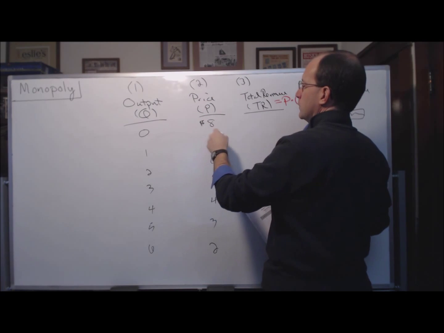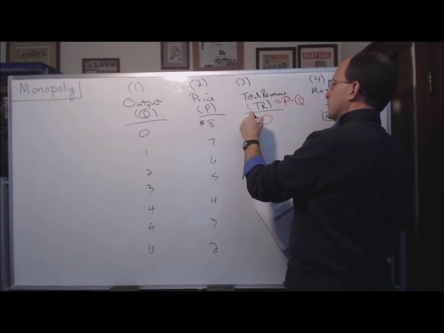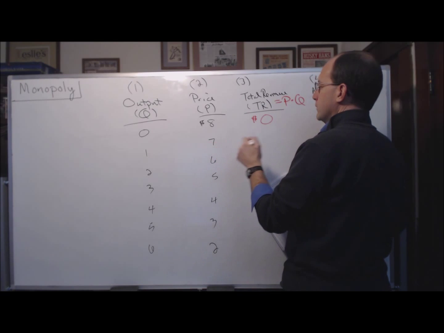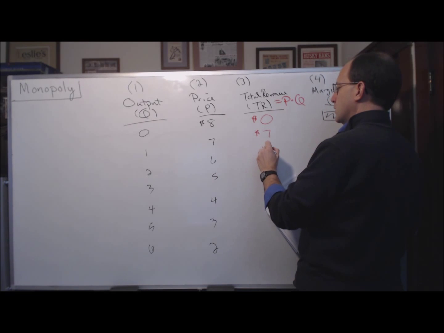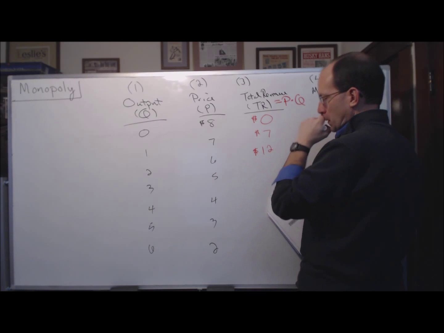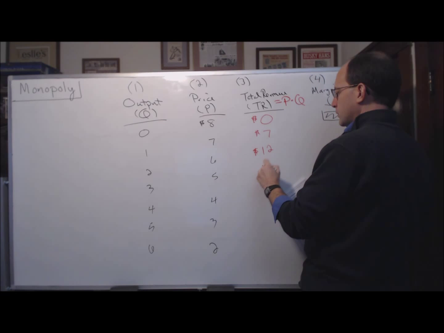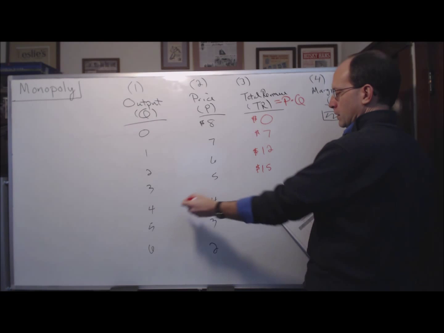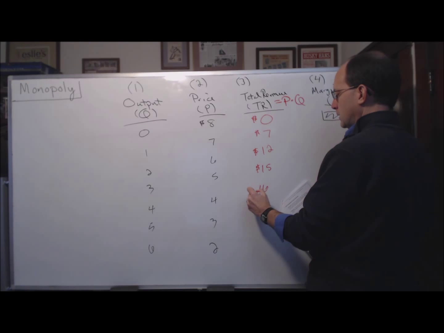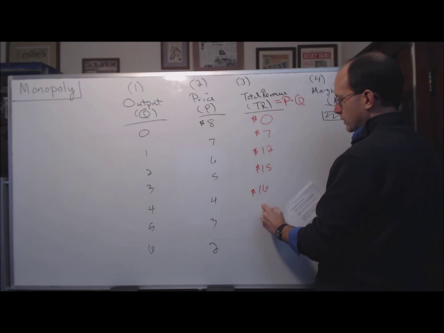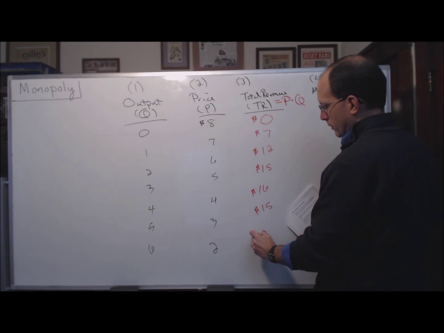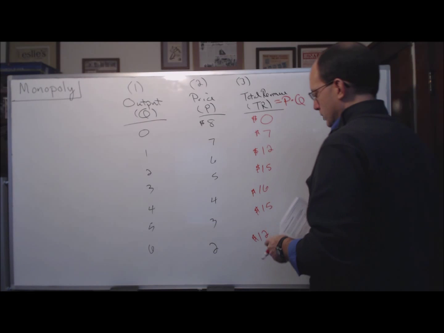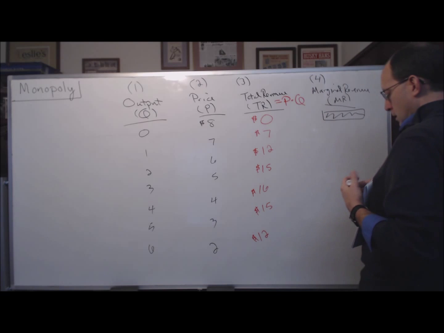So if you don't sell any units at $8, you don't have any revenue. If you sell one unit at $7, you have $7 of revenue. 2 at 6 apiece is $12 of revenue. 3 at 5 apiece is 15. 4 at 4 is 16. 5 at 3 is 15. And 6 times 2, $12 of revenue if you sell 6 units at $2 a piece.